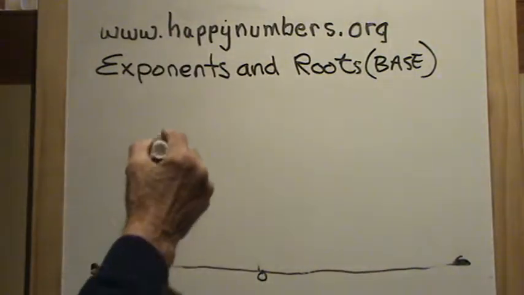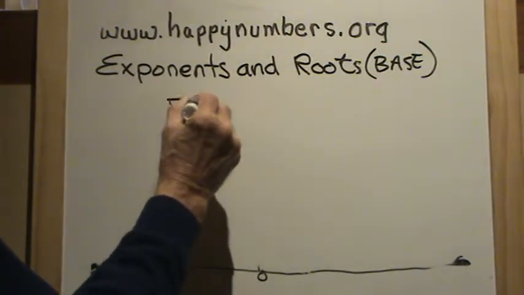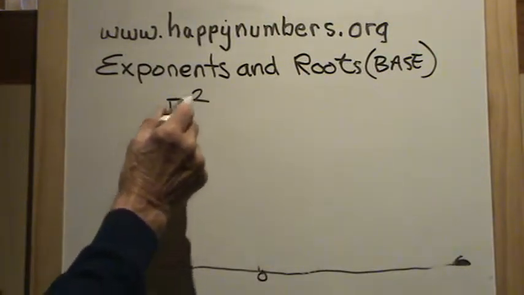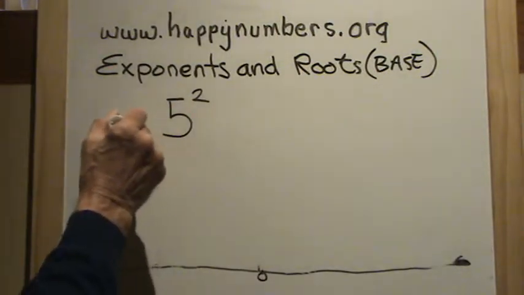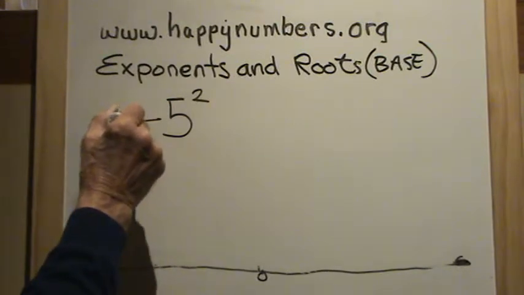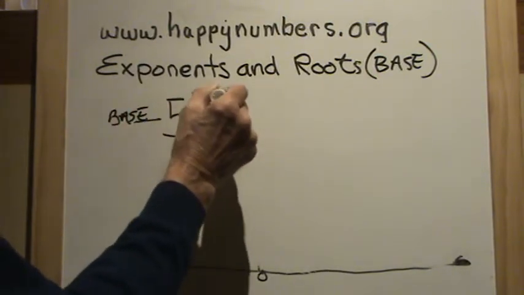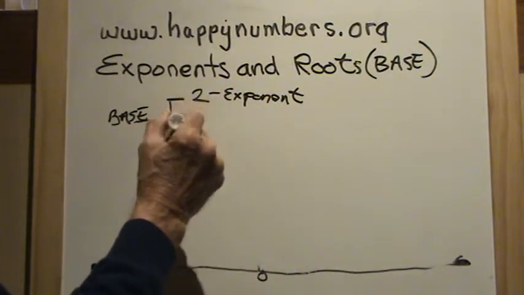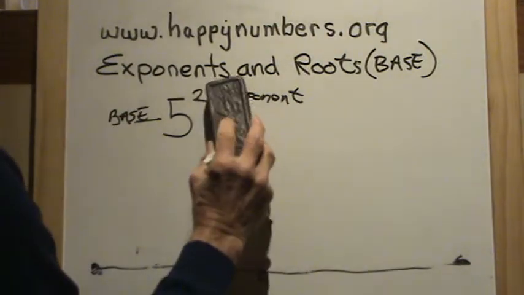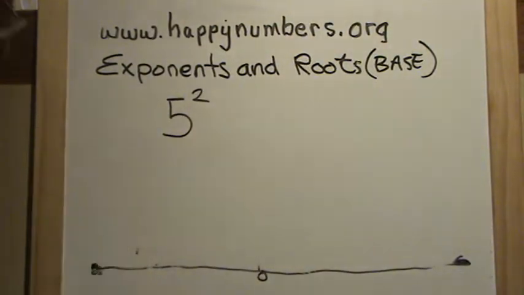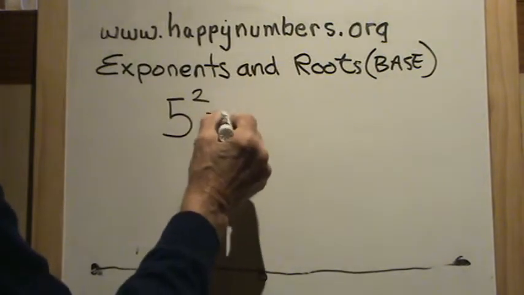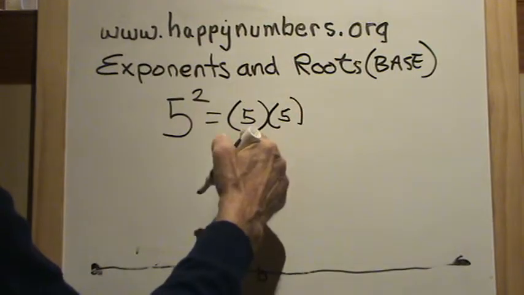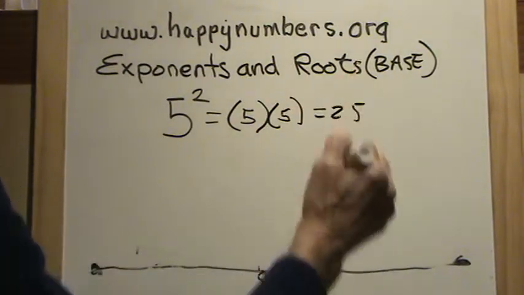And we talked last session about having a number like this, 5 to the second power, or 5 squared, and this is the root or the base. And this is the exponent. And this expression, 5 squared, or 5 to the second power, as we learned, does not mean 5 times 2, but it means 5 two times. 5 times 5, or 25.